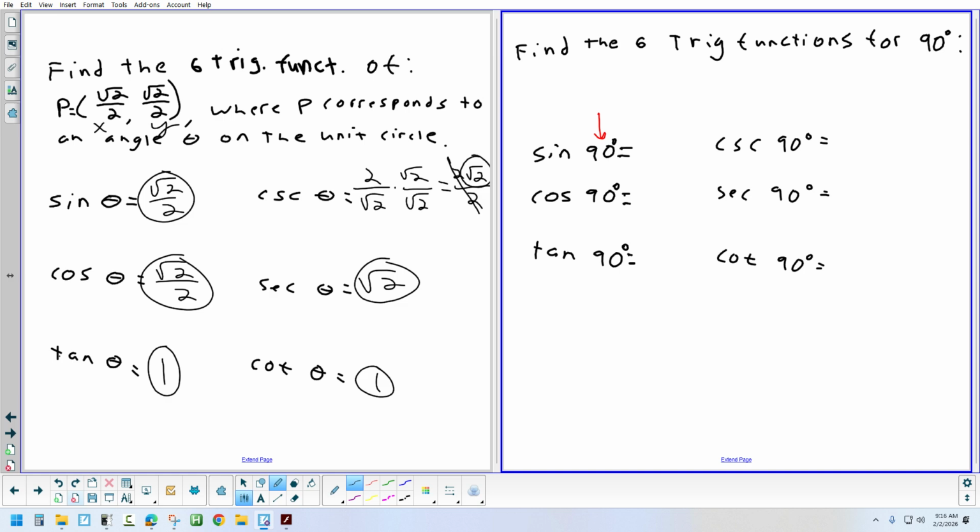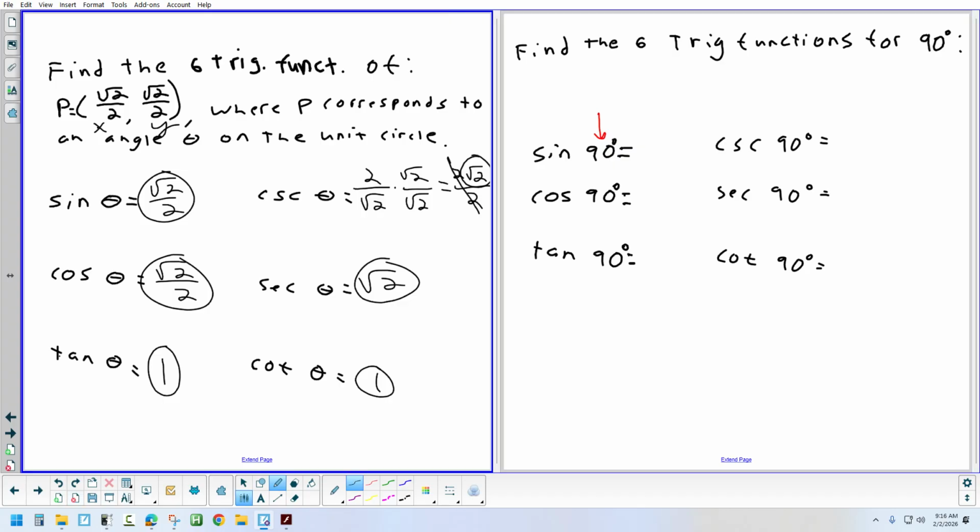What's different in this one? You gotta find the coordinate. Right, you have to find the coordinate. They've given you the angle. For unit circle trig, the angle is not directly helpful. It'll indirectly help you, but the thing that is directly helpful is the coordinate. That's what you need to figure out.